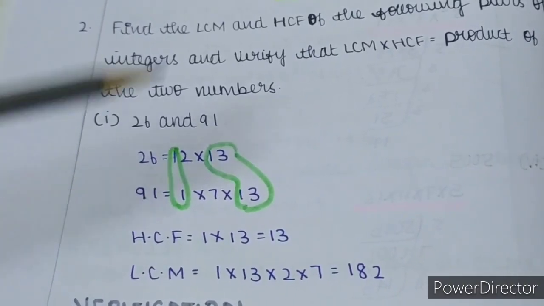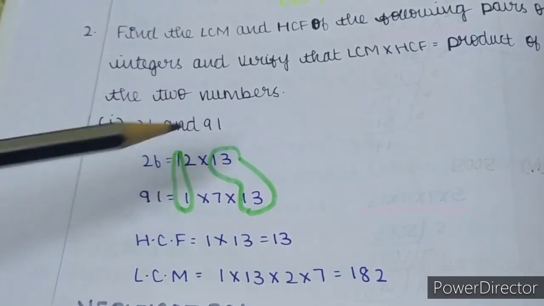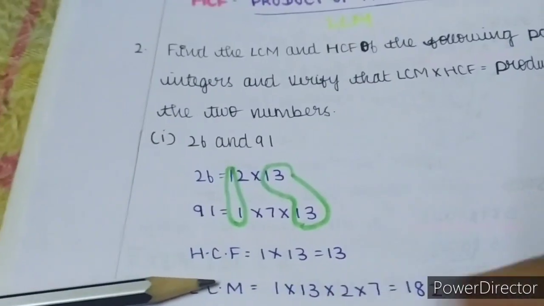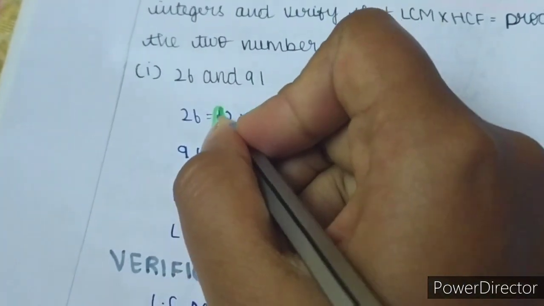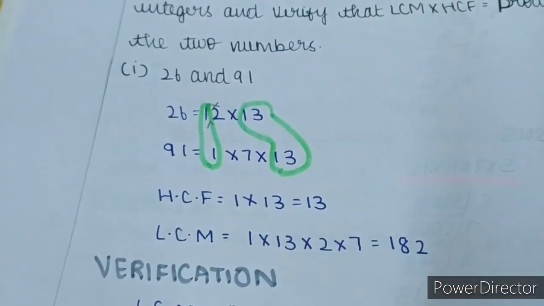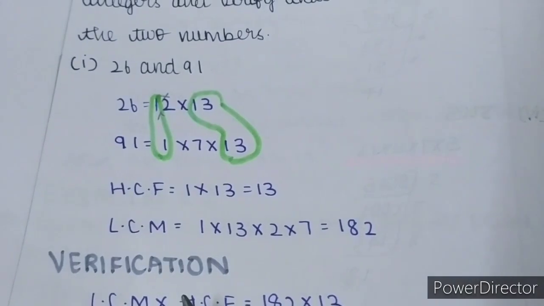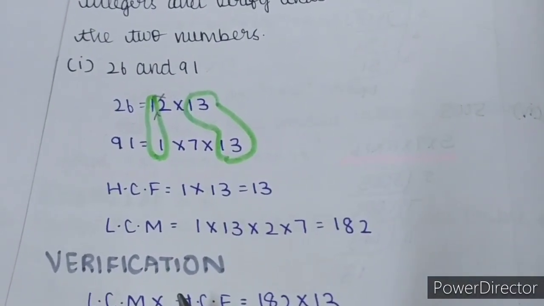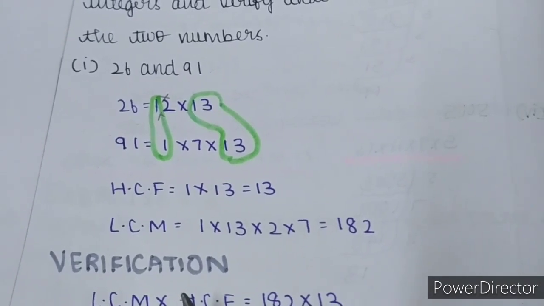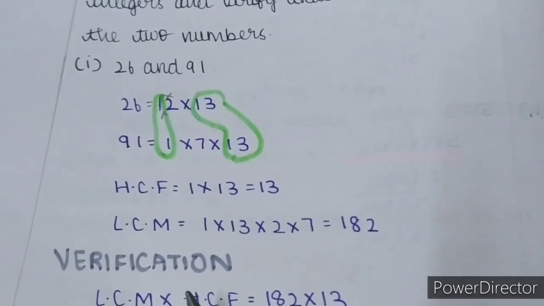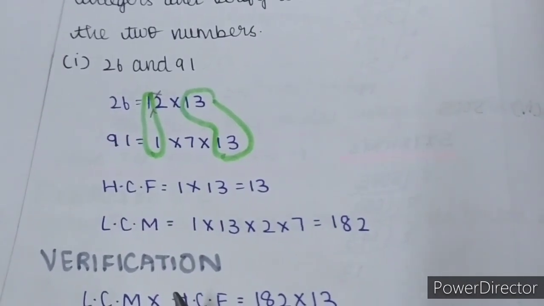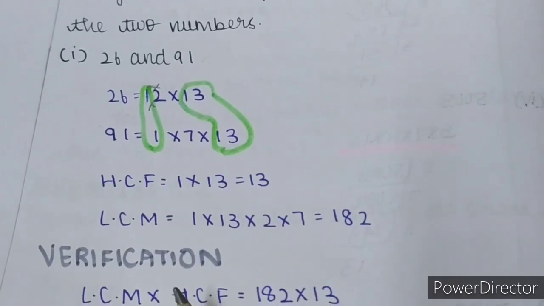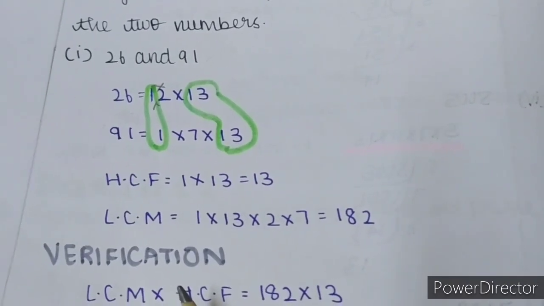So 26 is equal to 1 into 2 into 13, and 91 is equal to 1 into 7 into 13. So HCF, as we discussed, is the product of the smallest power of the common numbers involved in the prime factorization. So HCF is equal to, here the common numbers are 1 and 13. So the smallest power, here all the powers of 1, so smallest power is 1. So 1 into 13 is equal to 13.